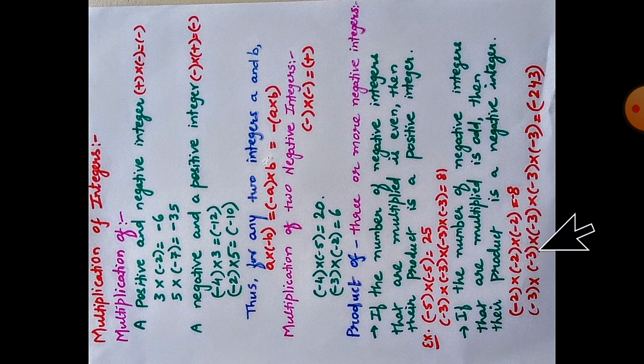Minus 3 into minus 3 into minus 3 into minus 3 into minus 3. Minus 3 is multiplied 5 times. So it will be 3 3s are 9, 9 3s are 27, 27 3s are 81, 81 3s are 243. And minus minus becomes plus, plus minus minus, minus minus plus and plus minus minus. So it will be minus 243.